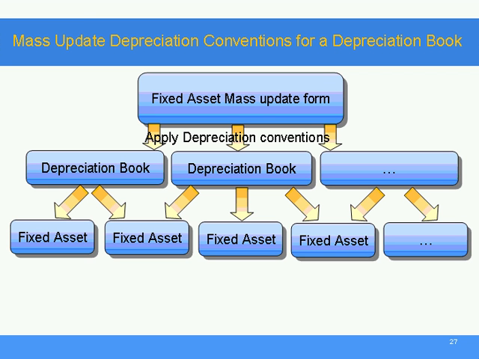To process a mass update in the fixed asset mass update form, select the depreciation book that is to be mass updated, and enter the placed in service start and end period. Select the current depreciation convention that is to be changed and select the new depreciation convention. The mass update functionality gives a quick and easy way to update multiple depreciation conventions in a depreciation book.